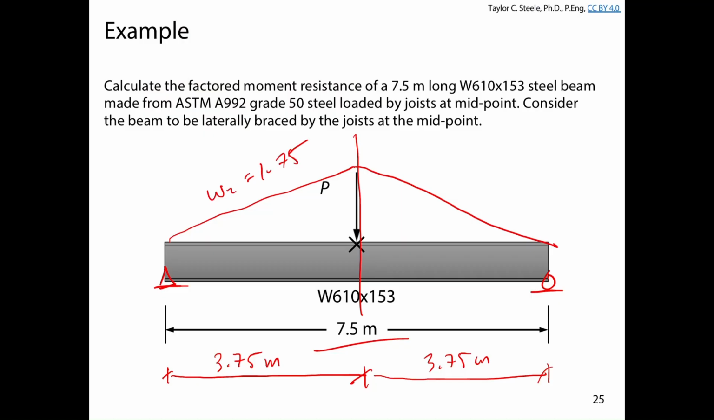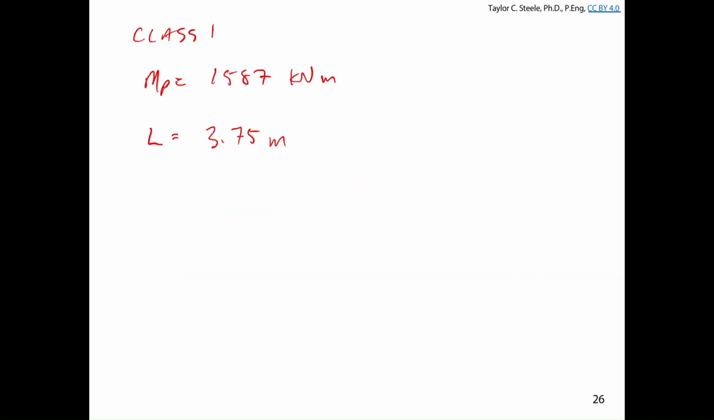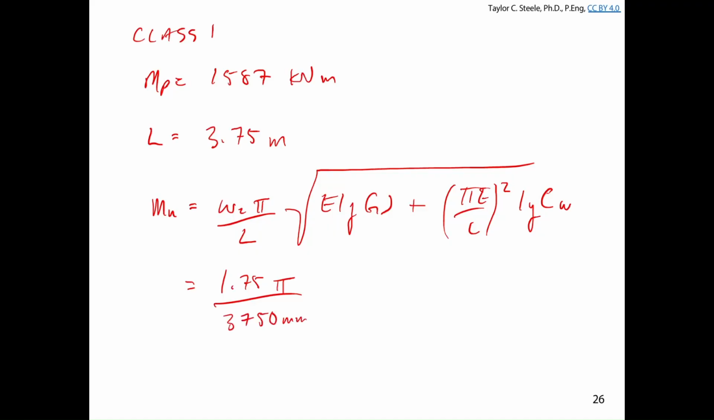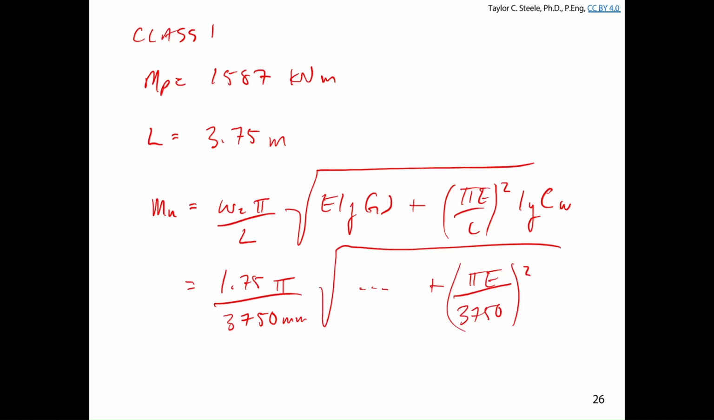Okay? So the plastic moment resistance of the section doesn't change, but the calculation of MU changes. Okay, so MU is omega 2 pi over L times the square root of E IY GJ plus pi E over L squared IY CW. Okay, so the only thing that's changed here now is that omega 2 is 1.75. L is 3,750. L also shows up in here, right? We've got some stuff plus pi E over 3,750 squared IY CW.